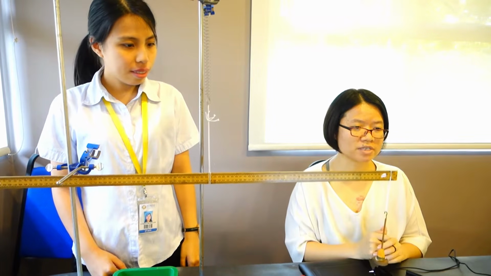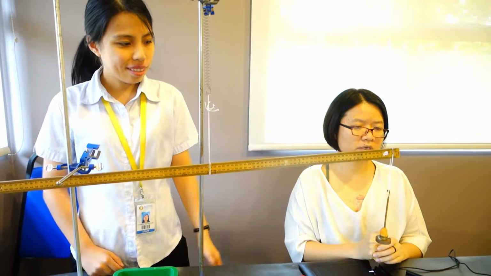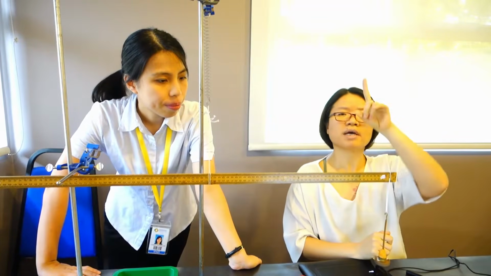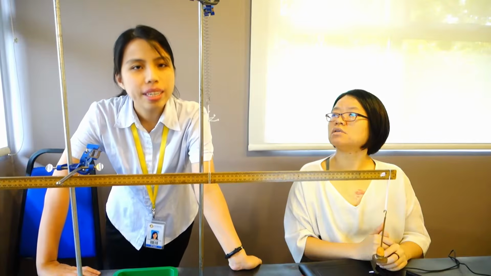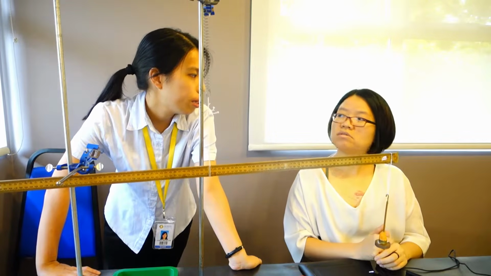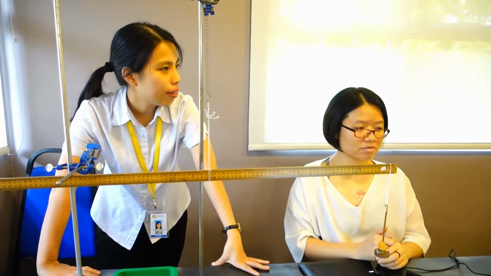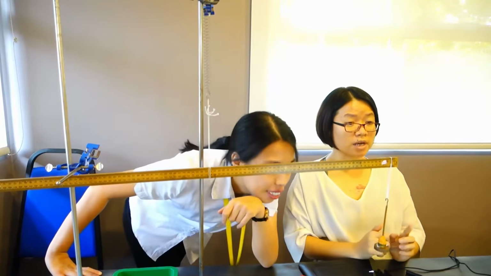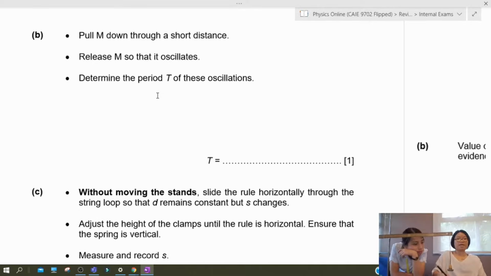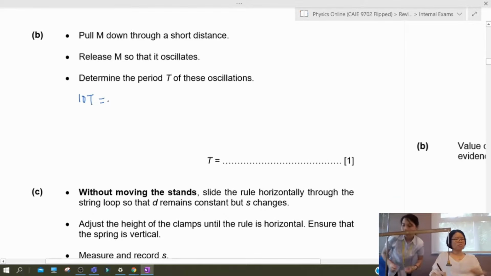Release so that it oscillates. Determine the period of this oscillation. Can I just measure one oscillation? Because I'm a busy person. Then if your human reaction time is so big, my percentage uncertainty will be very big. So we have to measure repeated oscillations. At least 10, I think. It's a nice number, 10 easier to divide later. So we will measure 10 oscillations using a stopwatch.